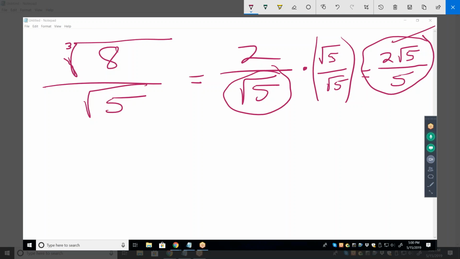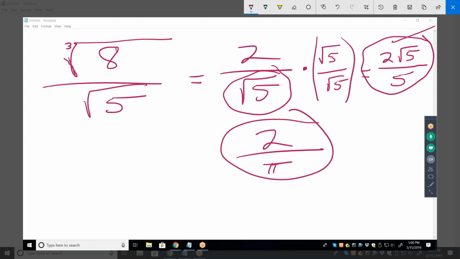Unless it's like pi, you can't really rationalize pi. So if you have 2 divided by pi, there's no way to rationalize it. If I multiply it by pi over pi, I get pi squared in the denominator, and that's not rational either. So there are some numbers where you can't help but leave an irrational denominator.